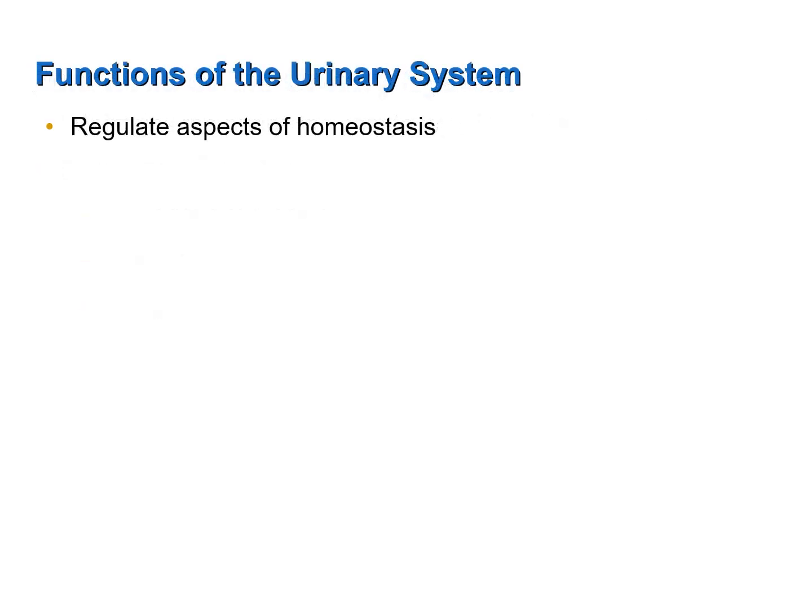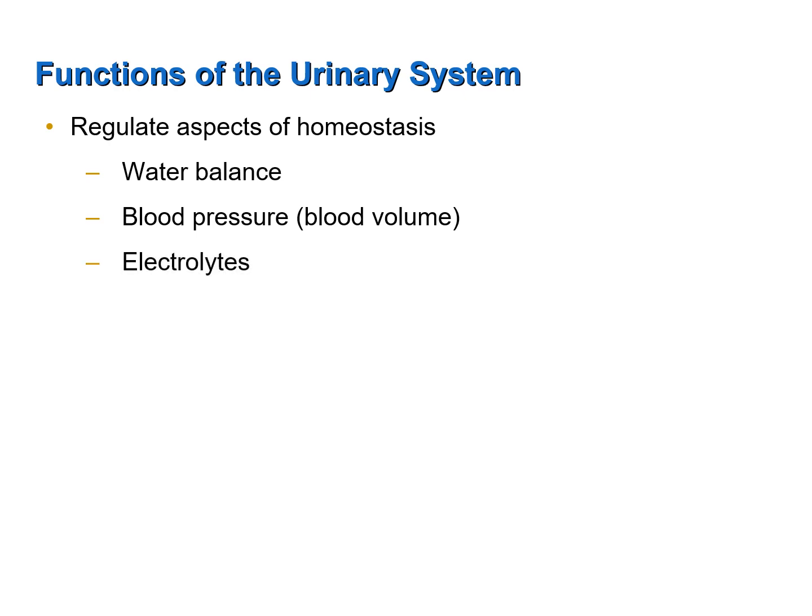The urinary system also plays several roles with respect to maintaining homeostasis. The urinary system maintains water balance, making sure that no more or no less water leaves the body than is gained by the body, and this is to maintain the appropriate levels of blood volume. The main determinant of blood pressure is blood volume. So if blood volume gets too high, blood pressure is going to get too high. If blood volume gets too low, blood pressure is going to get too low. So the urinary system regulates blood pressure by maintaining the appropriate water balance.